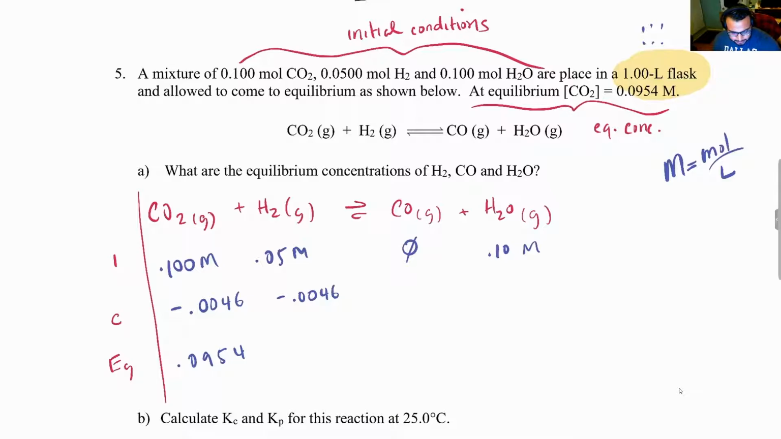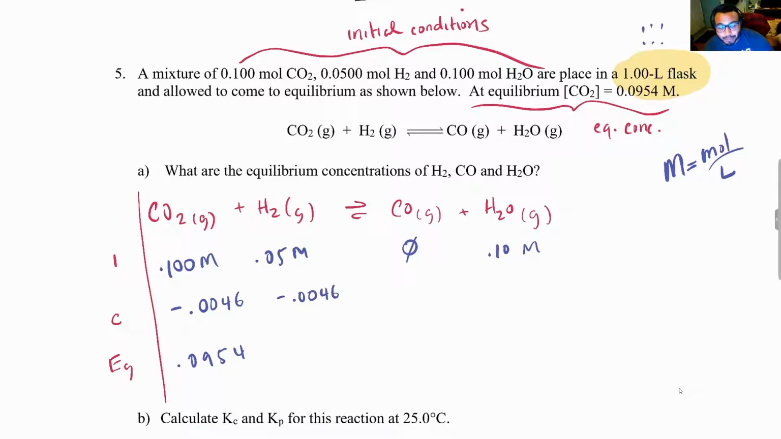Let's see, just double checking it's balanced. Yeah, cool, it's balanced. Make sure that this equation is balanced, otherwise this whole process is for nothing if it's not balanced. Yeah, we appear to be balanced right now. Okay, cool. So it's negative 0.046, negative 0.046.